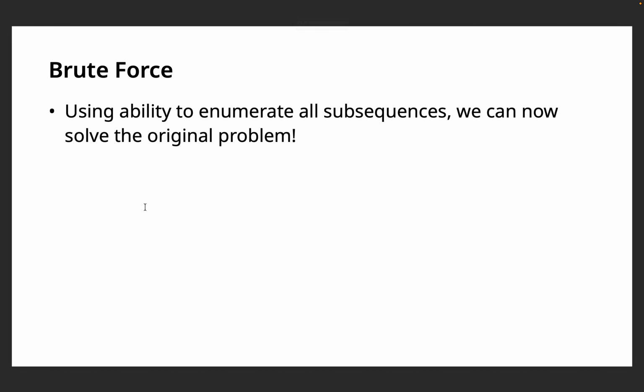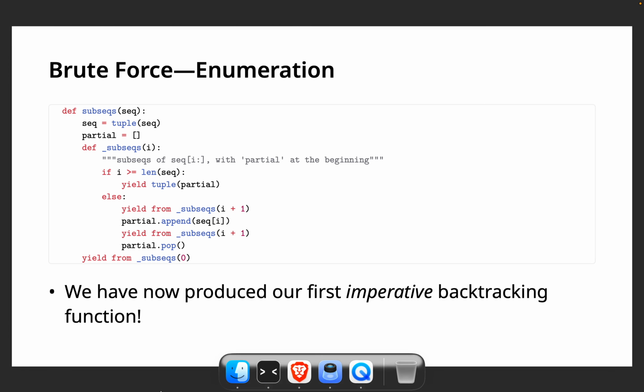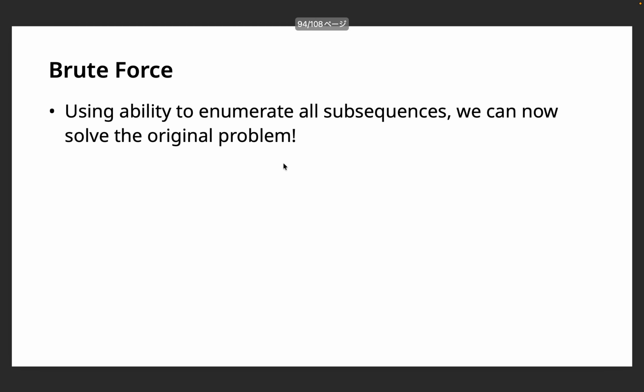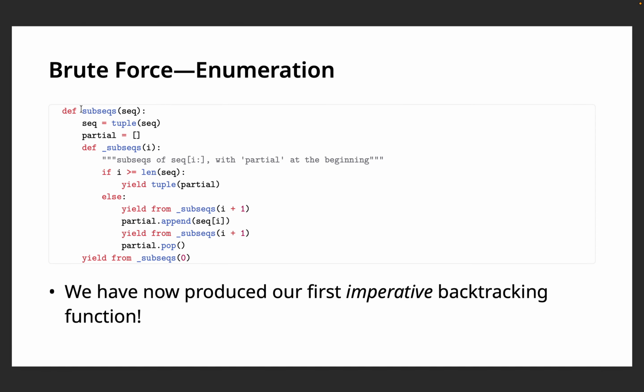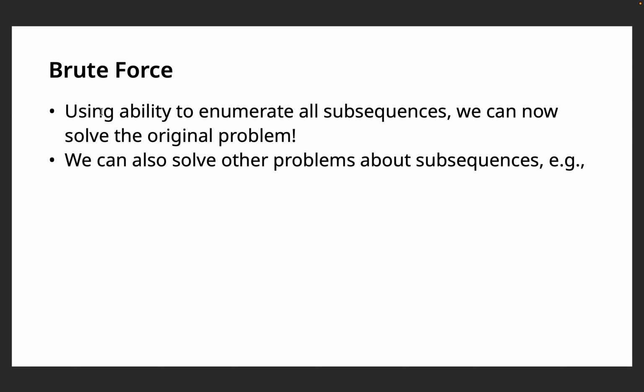Okay, so that was a lot of ways to get the subsequences. But now that we have all of those ways, we can actually solve the original problem. Remember, the original problem was getting the max sum less than or equal to m out of all subsequences. Now that we have this function, we can solve that original problem. And since this is such a general function, you have a sequence, get all of its subsequences, we can also solve many other kinds of problems that involve subsequences.